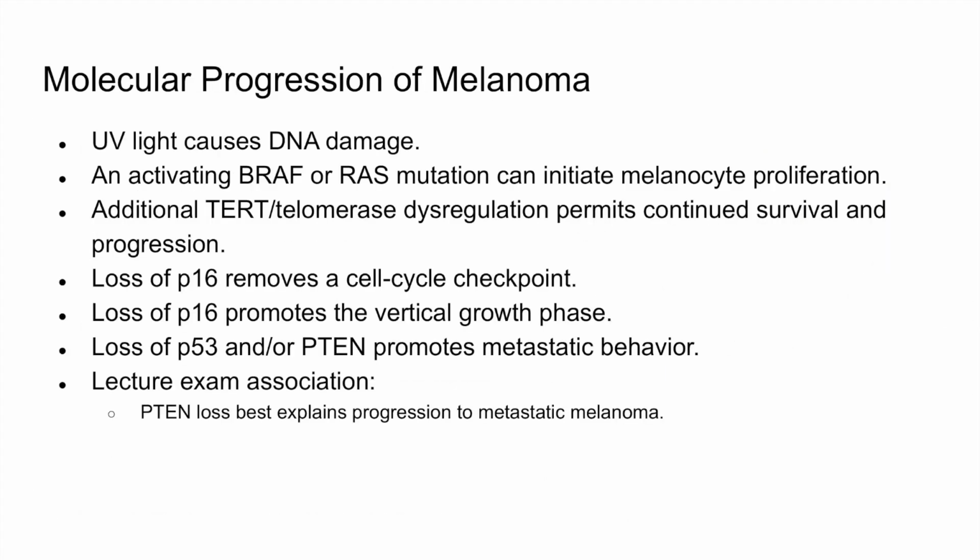So melanoma does not follow one universal sequence, but this stepwise model is useful for understanding progression. UV injury can create driver mutations, such as activating BRAF or RAS alterations, causing melanocyte proliferation. In a benign nevus, oncogene-induced senescence normally stops further growth. Additional TERT dysregulation can maintain telomerase and allow continued survival. Loss of p16 removes an important CDK4 and CDK6 checkpoint, allowing cells to bypass senescence and supporting invasive vertical growth.